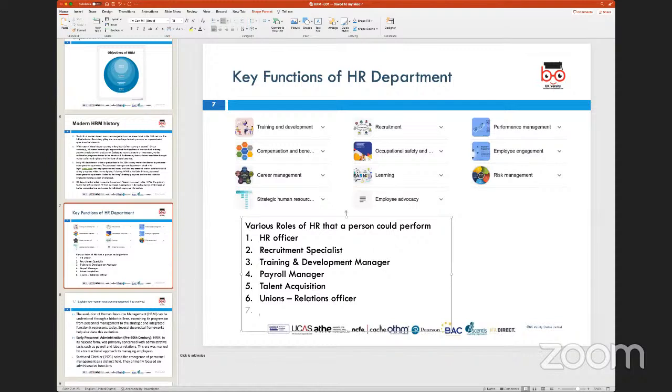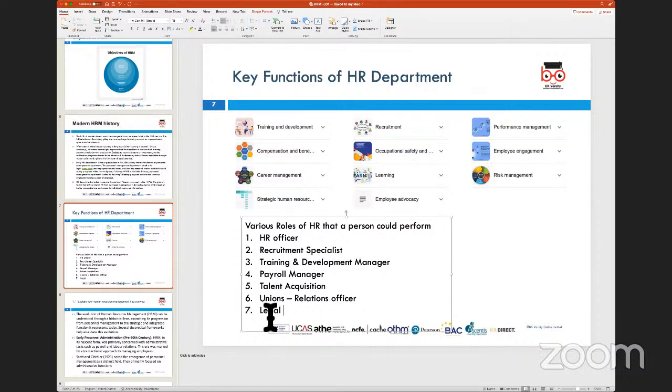Now, there could also be different types of roles. I've just listed a few, which are primarily the roles people are more aware of. These are general roles that people would normally have, depending on the size and scale of the organization.